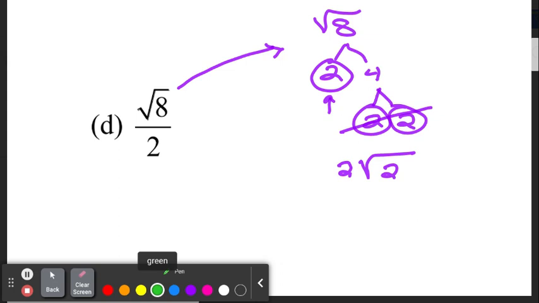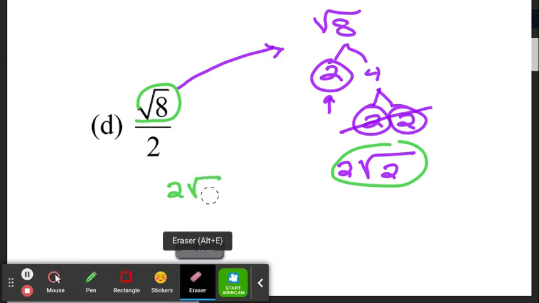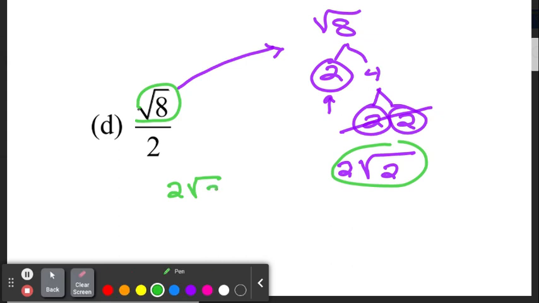Okay, so now this square root of 8 becomes that. So I'm just going to rewrite it. 2 square root of 2, it's getting a little zesty, all over. Now this 2 comes down here. So square root of 8 over 2 becomes 2 square roots of 2 over 2.